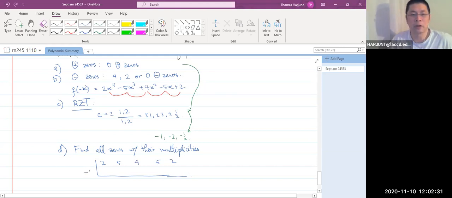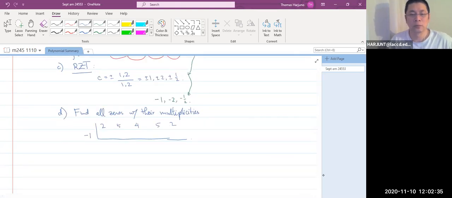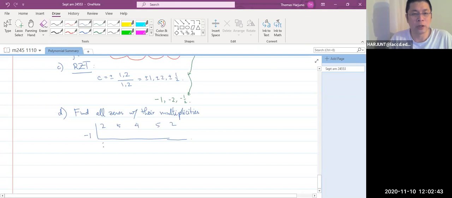Let me try -1. I don't try 1 or 2 or positive 1/2 anymore because I know there are no positive zeros, right? So I try this when x equals -1. What's the outcome? This is -3, -3, -1, -1, 4, -4, -2. So -1 is not a zero.